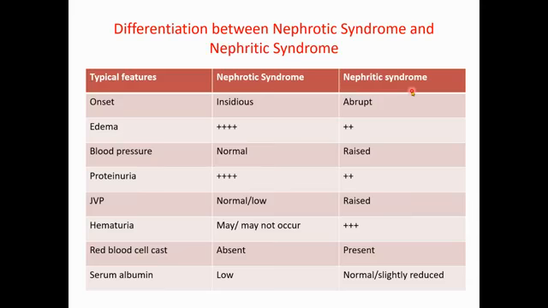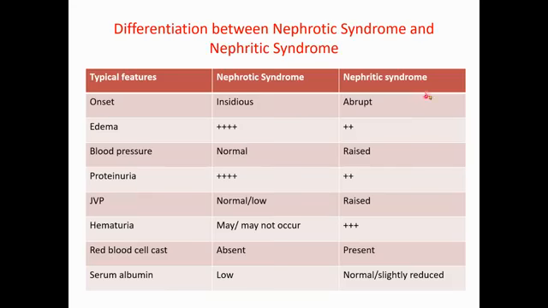How will you differentiate between the nephrotic syndrome and the nephritic syndrome? The nephrotic presentation and nephritic presentation are the most important part in the examination. In nephrotic syndrome, the onset is usually insidious, that is, it develops gradually. The patient initially presents with reduced urine output. Gradually, the patient develops edema, and it keeps increasing.